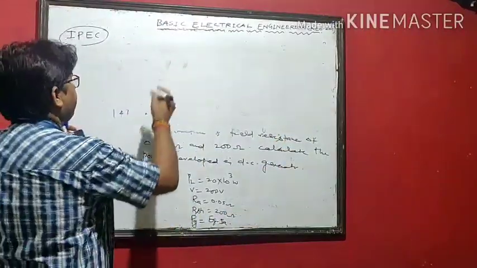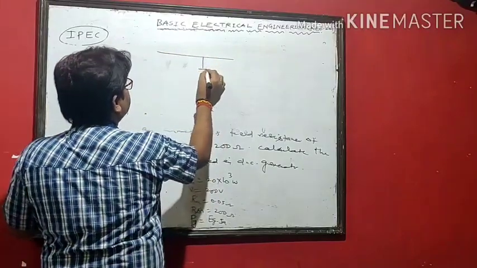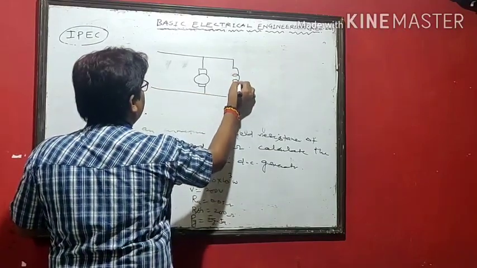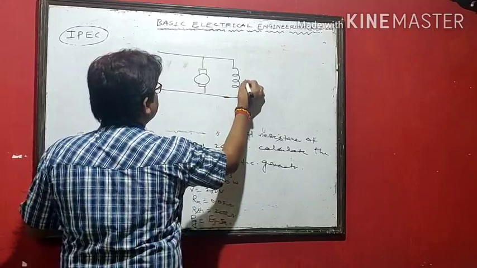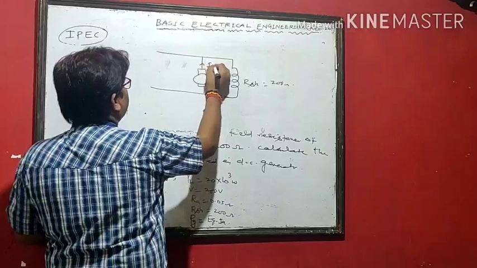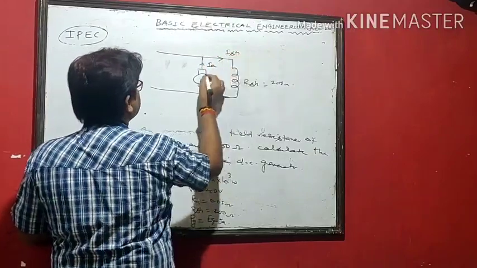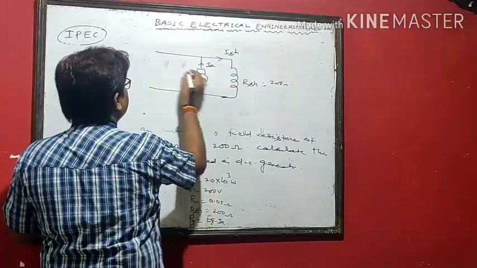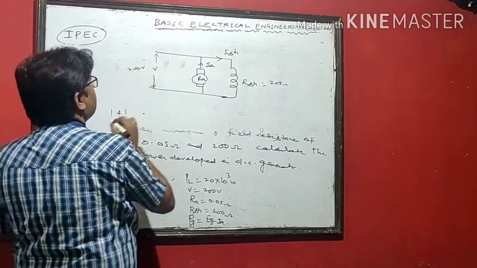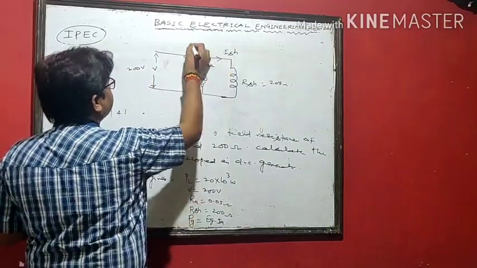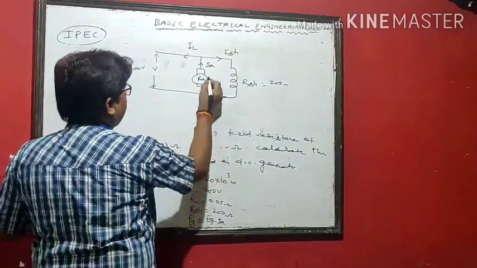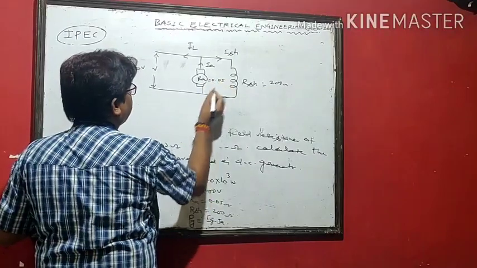DC shunt generator. Roughly we draw the diagram. This is your RSH, that is 200 ohms. Here IA, here is the ISH, here RA, here V, that is 200 volt, and here is the IL. Okay, from this diagram, RA value, that is 0.05 ohms.